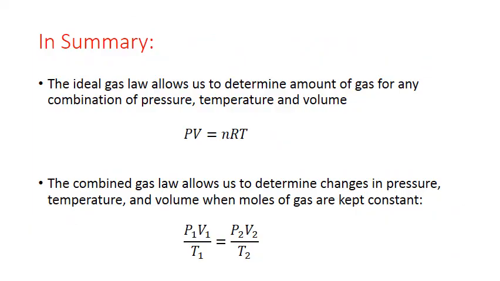In summary, the ideal gas law allows us to determine the amount of gas for any combination of pressure, temperature, and volume. And the combined gas law allows us to determine changes in pressure, temperature, and volume when moles of gas are kept constant. Both of these laws are combinations of the simpler gas laws.